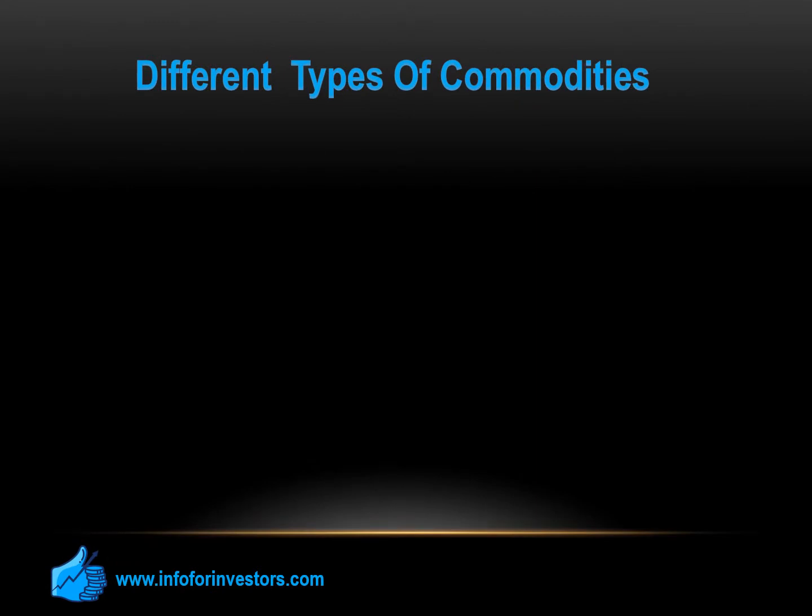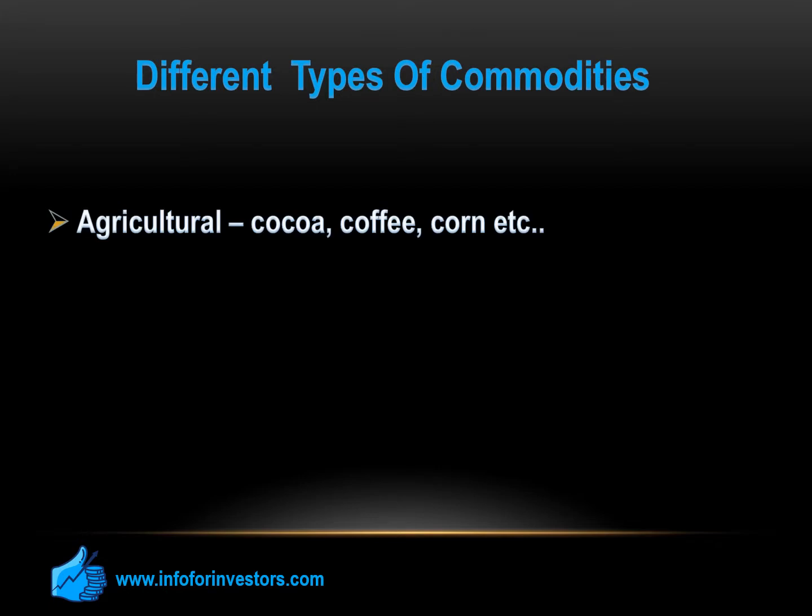Commodities have different types. Among them we can find agricultural, for example, cocoa, coffee, corn, cotton, feeder cattle, hogs, live cattle, lumber, milk, oats, orange juice, palm oil, pork bellies, aka bacon, rapeseed, rough rice, rubber, soybeans, soybean meal, soybean oil, sugar, wheat, and wool.